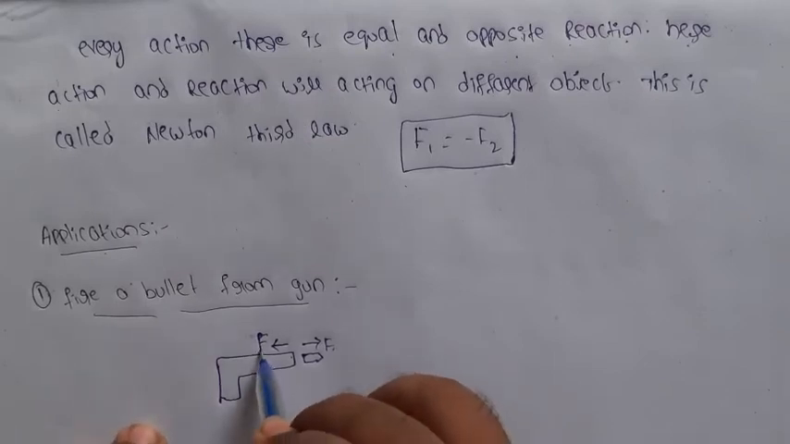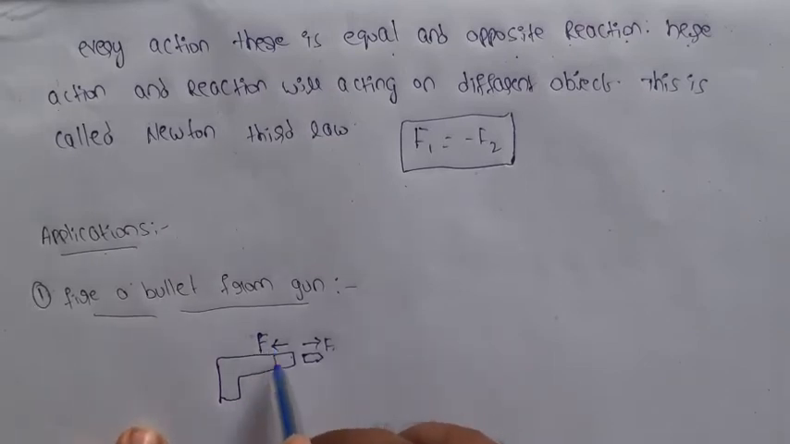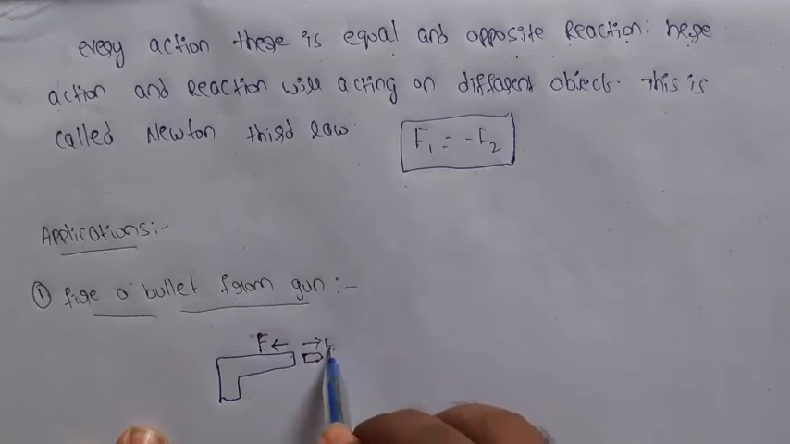This is one force. This force is acting towards the gun. Due to this force, the bullet is moving in the forward direction with the same force. Here I am taking this force as F1, and this force as F2. F1 equal to F2, but both forces are acting in opposite directions.